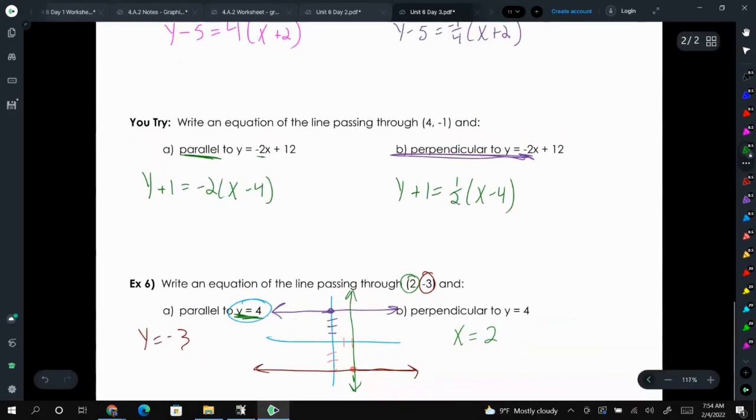So I hope that this was a clear lesson for you guys. Remember, point slope form makes this a lot easier than converting it all to slope intercept.